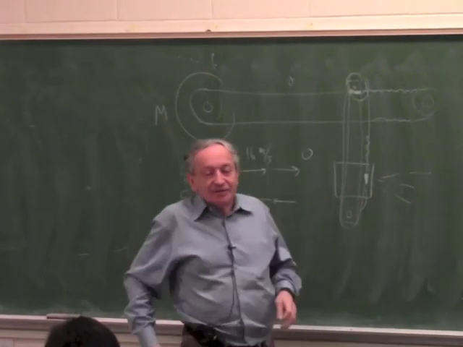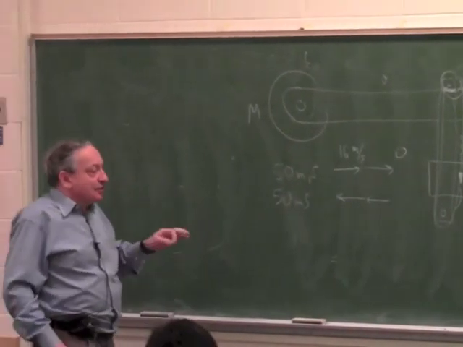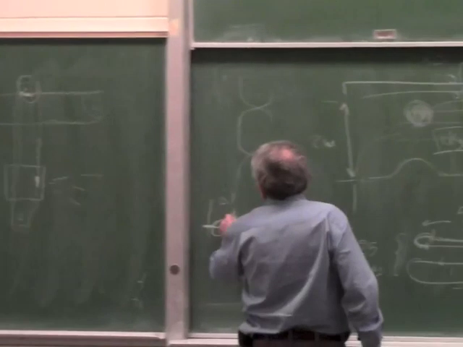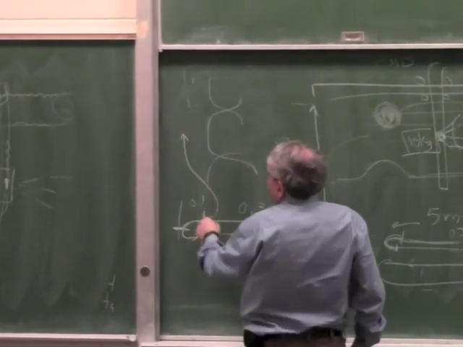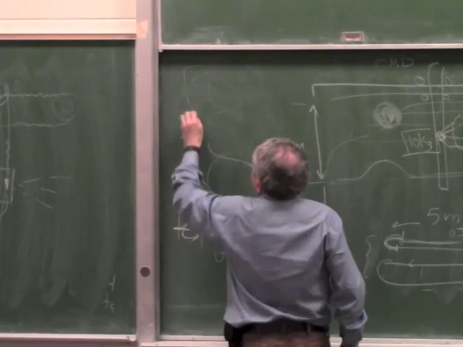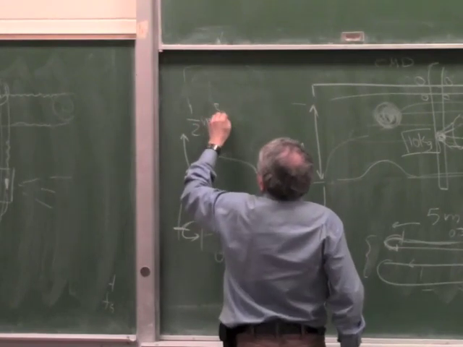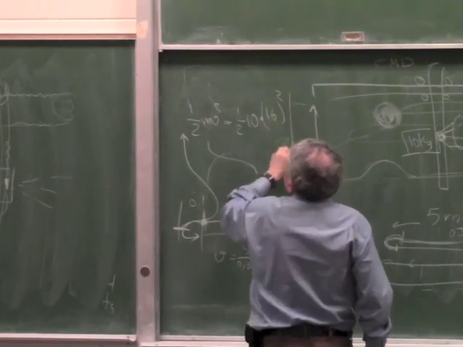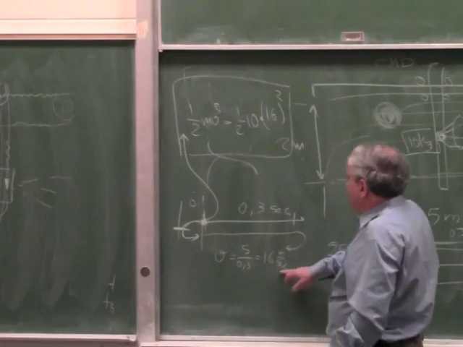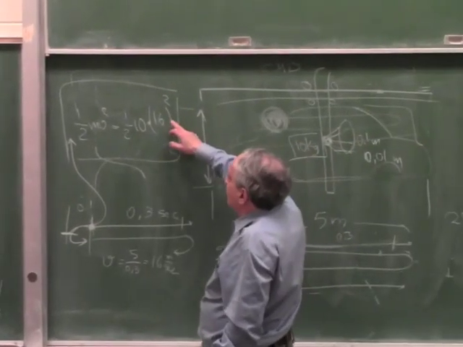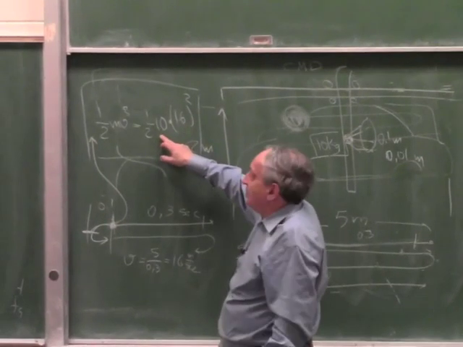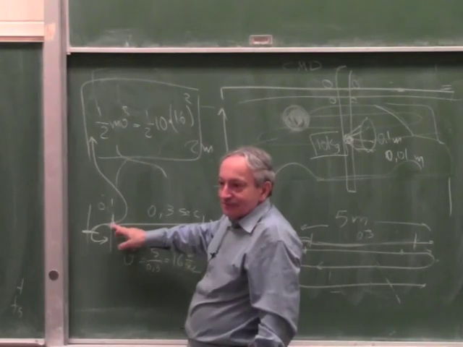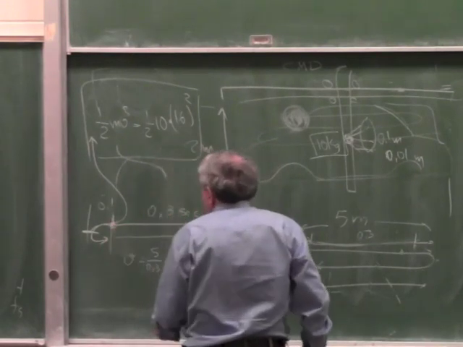And if there is no regenerative braking, you calculate the kinetic energy. At this point you have 1/2 mv squared, which is 1/2 times 10 times 16 squared, because at this point you're running at 16 meters per second. That's 256 times 5, it's about 1300. So at this point you have 1300 joules of energy.